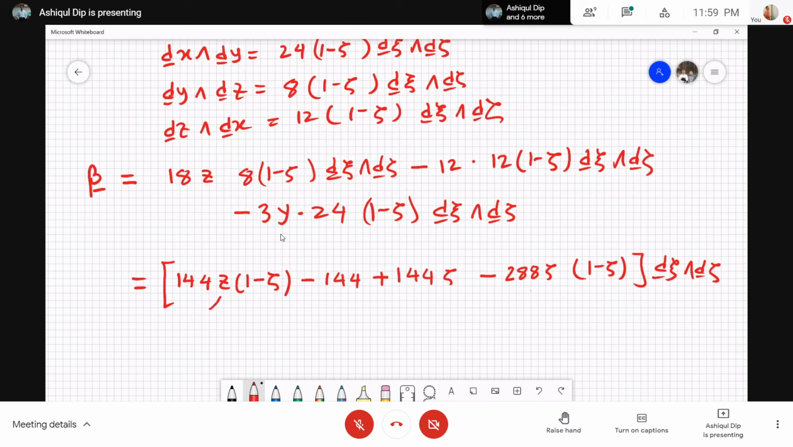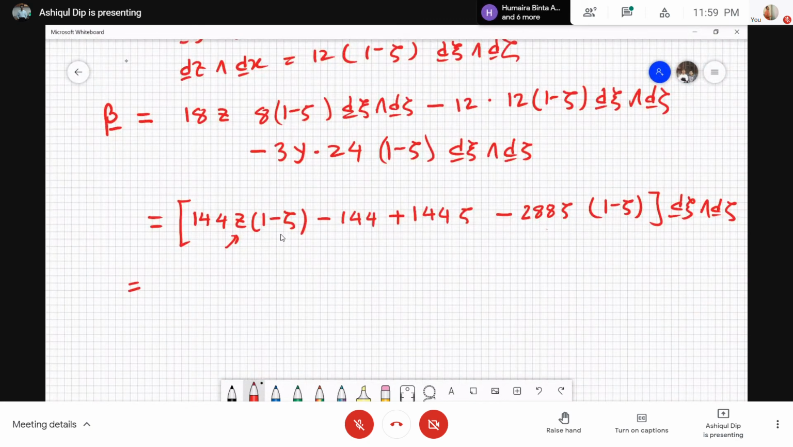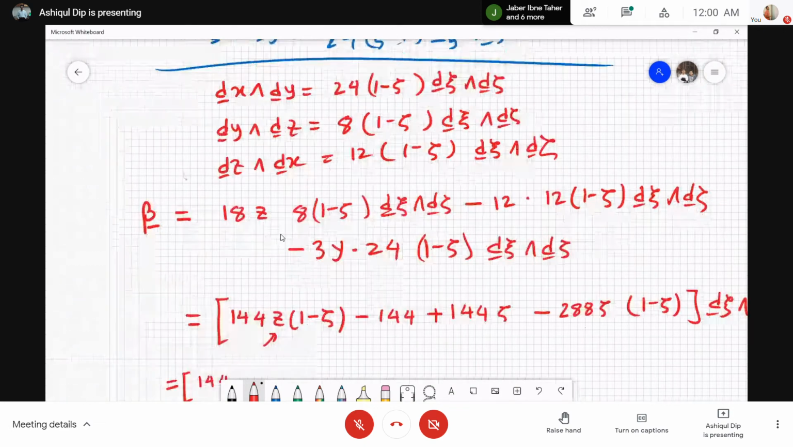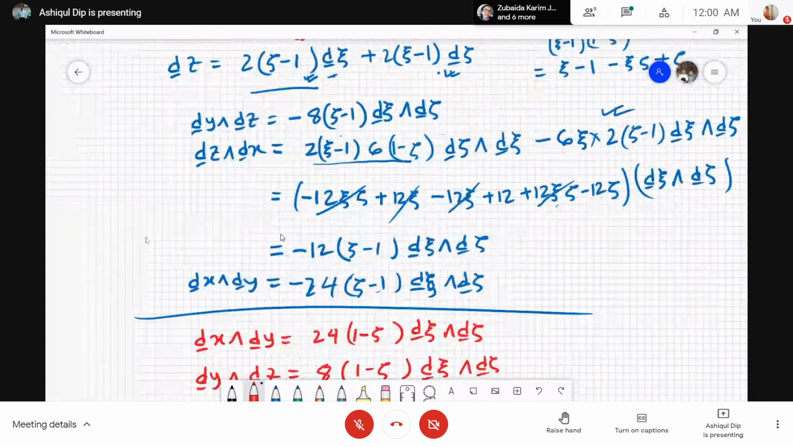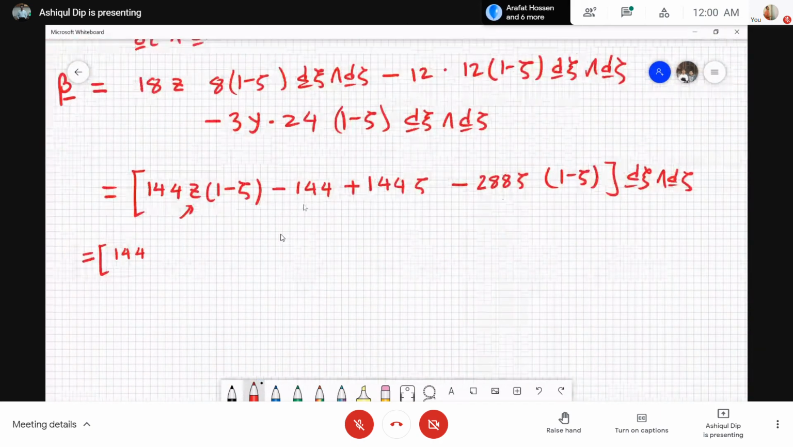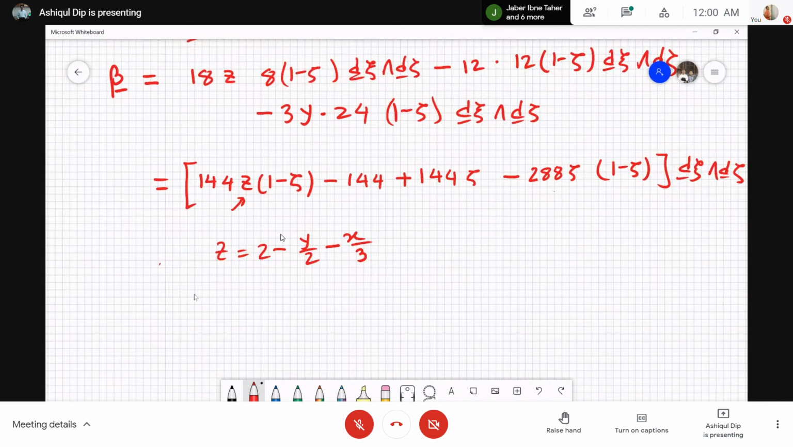Also, we need to substitute our z over there. And what's z? It was a little bit complicated, right? Can't we factor out 1 minus zeta? I actually forgot what z was. z equals 2 minus half y, y by 2 minus x by 3, right? I think that's correct.